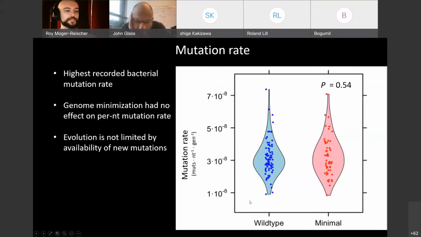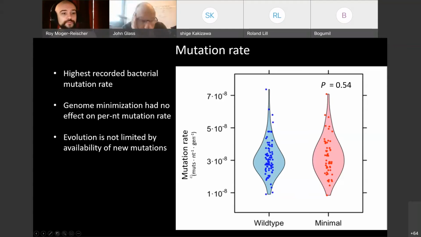First of all, just looking at the mutation rate of the non-minimal Syn 1.0 and the minimal Syn 3 together, Mycoplasma has an extremely high mutation rate, higher than any other bacterium that has been measured. And this makes sense to some extent, given what we know about Mycoplasma. It doesn't have mismatch repair, and there's features of its biology that suggest it has a low population size, which is often associated with higher mutation rates.